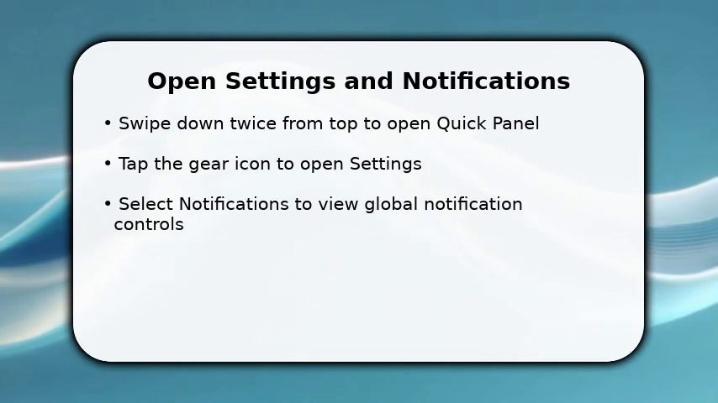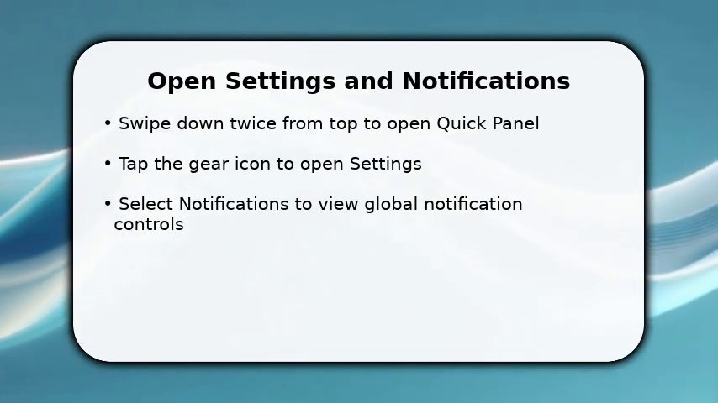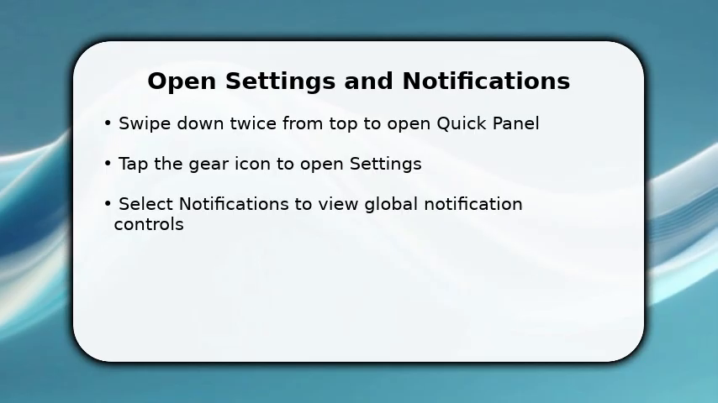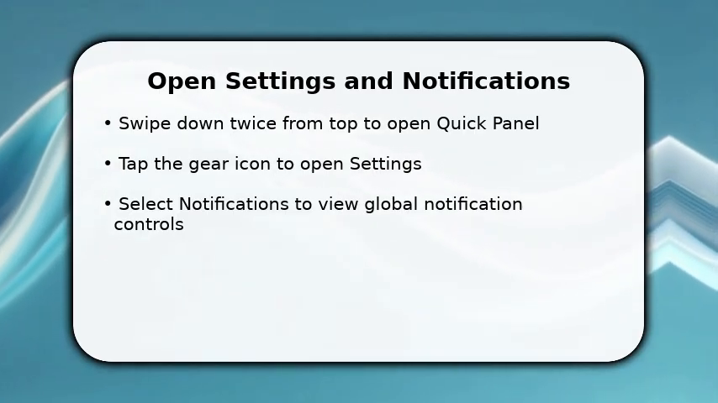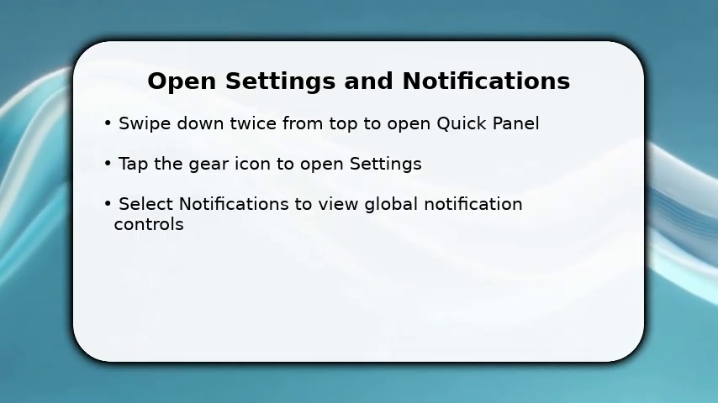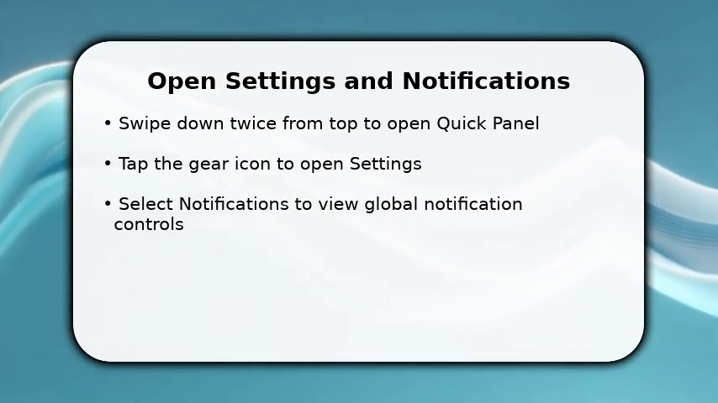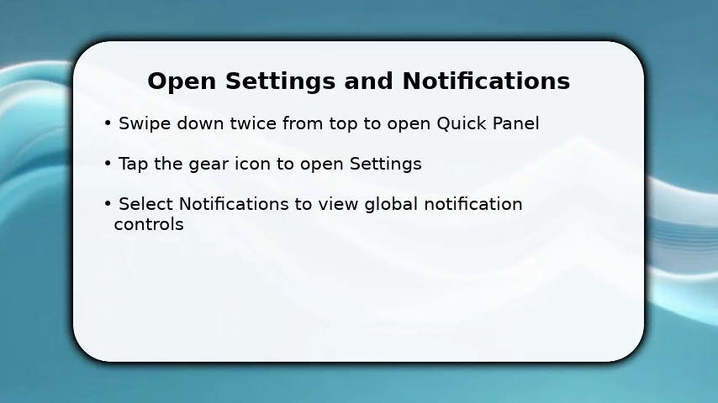Enjoy the video. You start by opening settings so you can change how notifications appear. Swipe down twice from the top, tap the gear, then choose Notifications. This area controls banners, sounds, and app overrides. Once done, you'll see a list of recent apps and notification history.